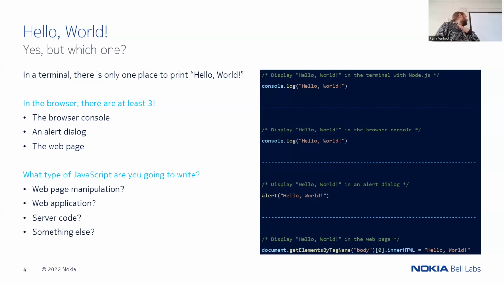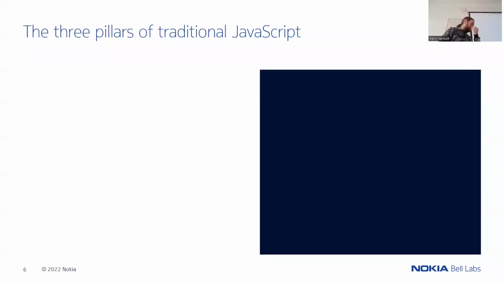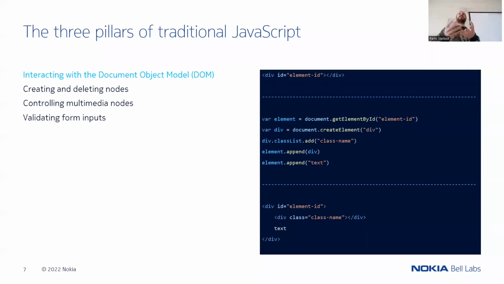So let's attack the history of JavaScript. And I'm going to start with what I'll call traditional good old JavaScript. At its core, JavaScript was meant to manipulate web pages. And in that sense, there are three fundamental pillars to the language. The first one is manipulating the web page. So what we call the DOM, document object model, to create nodes, delete nodes, and things like that.